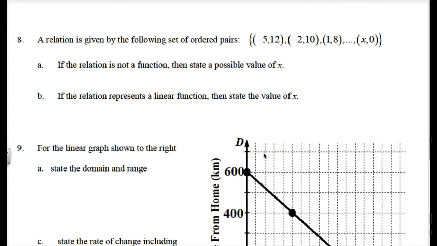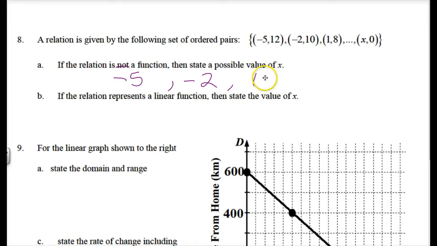A relation is given by the following set of ordered pairs. If the relation is not a function, then x could be negative 5, negative 2, or 1. So there is a possible value of x. There's another possible value of x. There's another possible value of x.